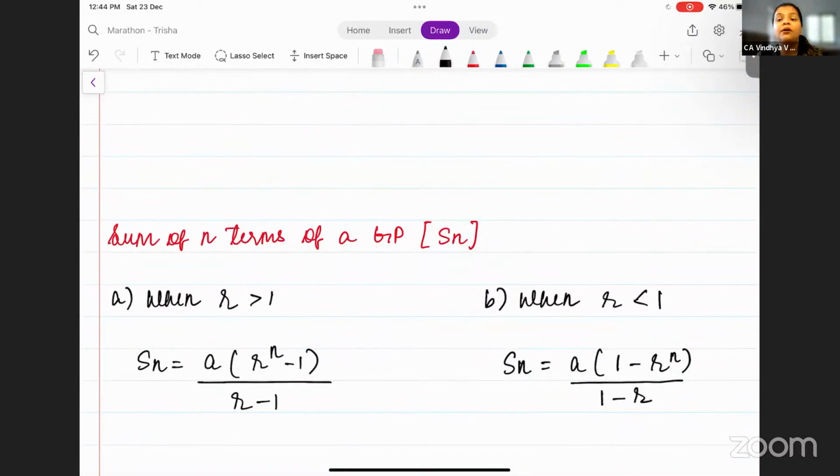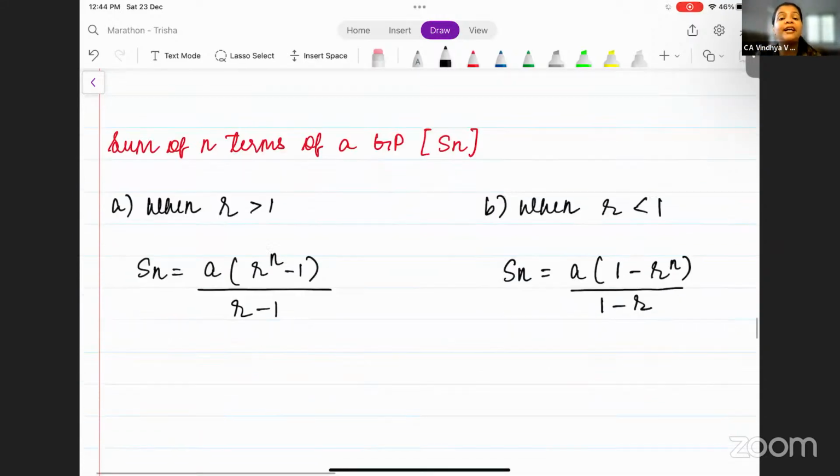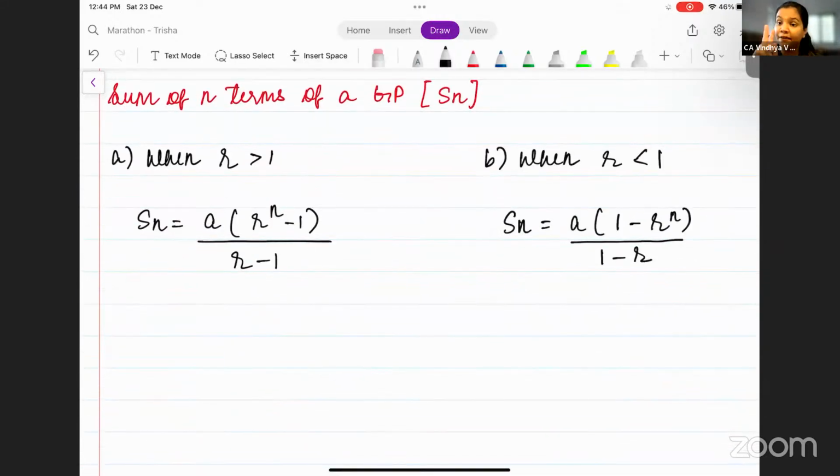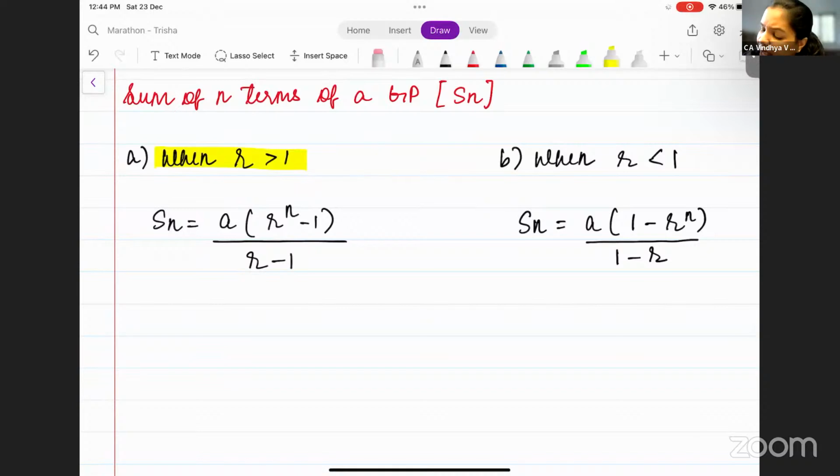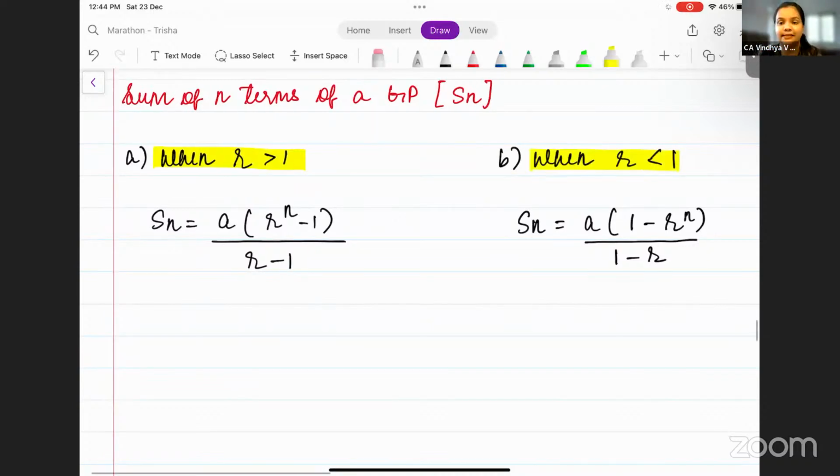Now, next is the sum. So to find the sum of n terms of a GP, you have 2 formulas. One formula is when r is greater than 1, and the other formula is when r is less than 1. So when r is greater than 1, the formula is Sn is equal to a into r to the power n minus 1. And when r is less than 1, the formula is a into 1 minus r to the power n. This is important to remember. r is less than 1 and r is greater than 1, 2 different formulas.